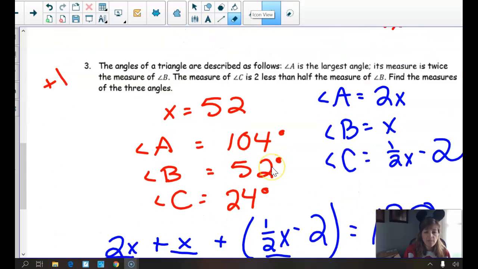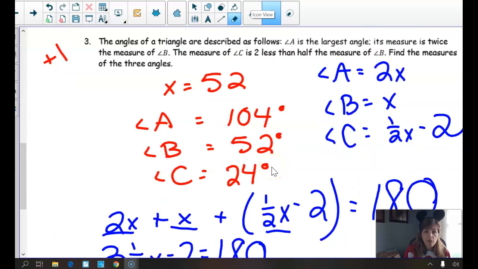All right, if you have to stop at any time, please do so. If you ever want to send me a copy of your work, I'd be happy to look over what you're doing. Okay, so this was the next problem. The angles of a triangle are described as follows. Angle A is the largest angle. Its measure is twice the measure of B. The measure of C is 2 less than half the measure of B. Find the measure of the 3 angles.